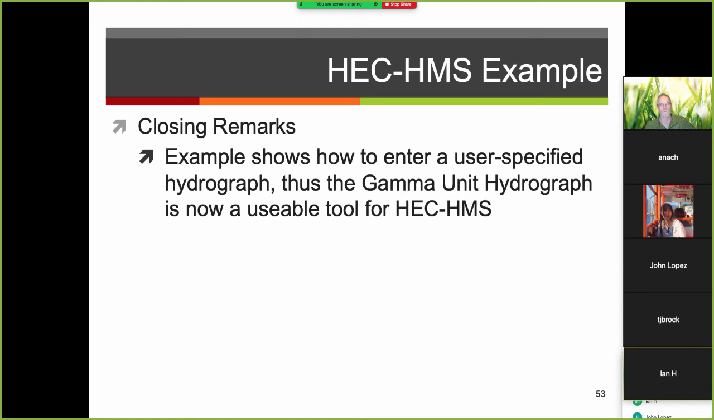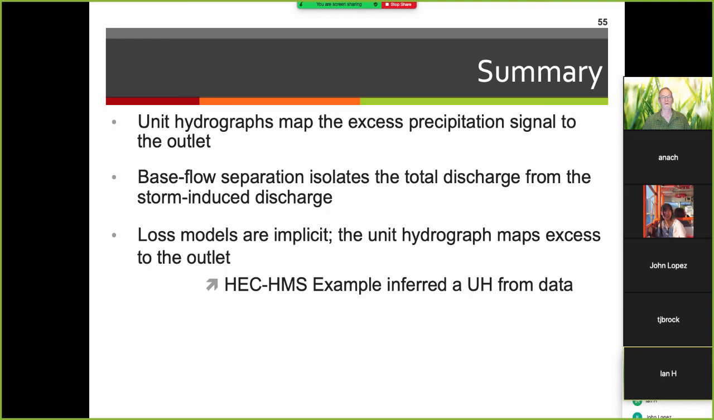And if we wanted to use the gamma unit hydrograph in HEC-HMS, the example shows how we could do that. Gamma unit hydrograph is not built into HEC-HMS. Gamma unit hydrograph is by far the theoretical underpinning of most of these other ones. So having the ability to enter it directly is useful. And tomorrow we'll actually run through that HEC-HMS example. There's a copy of it up on the server in the zip file.